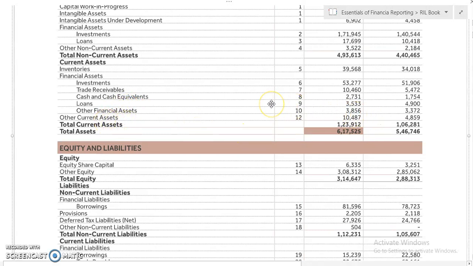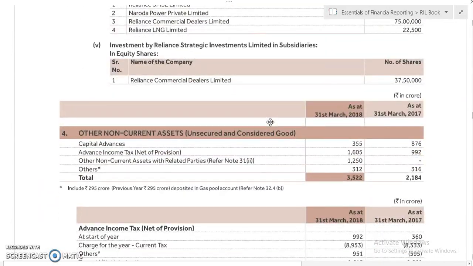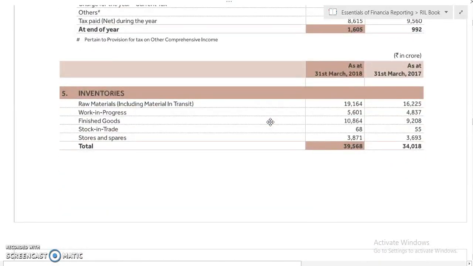Now we will be looking in more detail at what this particular balance sheet contains. To know more details about this, we need to go into these schedules. So let's go and have a look at it now. These were all the non-current assets. We looked at them already.